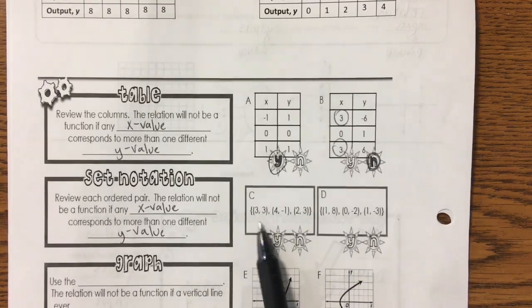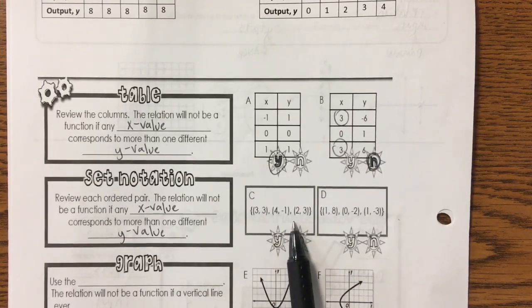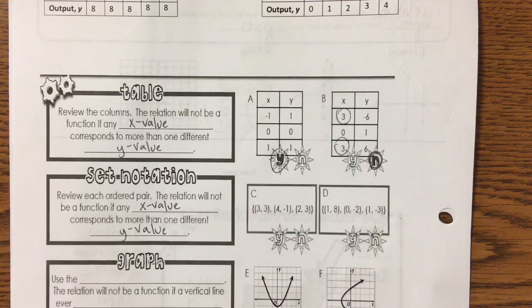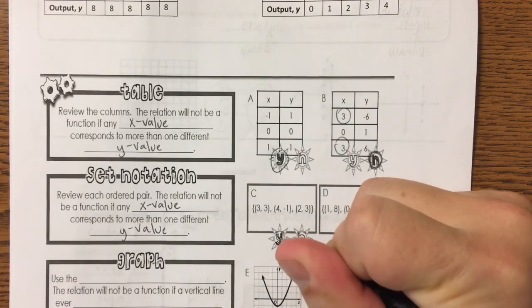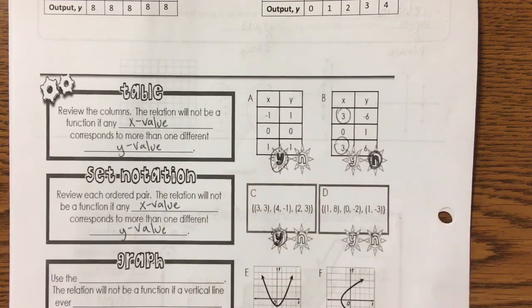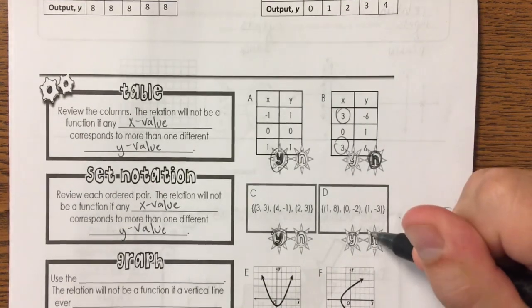So are there any repeated x values here? Like, are there any duplicated buttons? No. So this is definitely going to be a function. Which x value is preventing this from being a function? 1. Good.